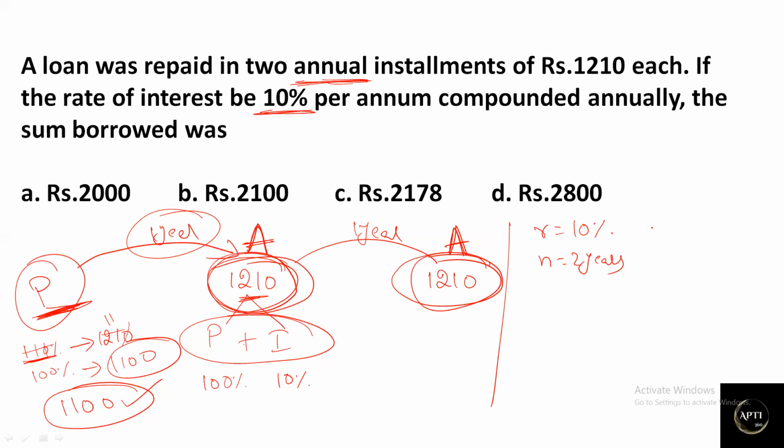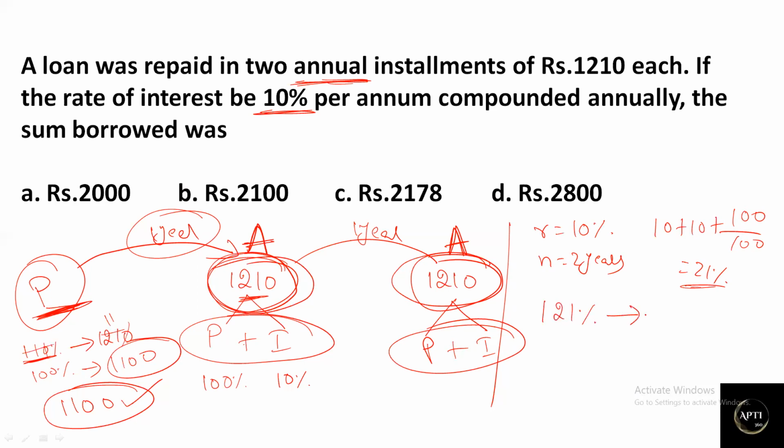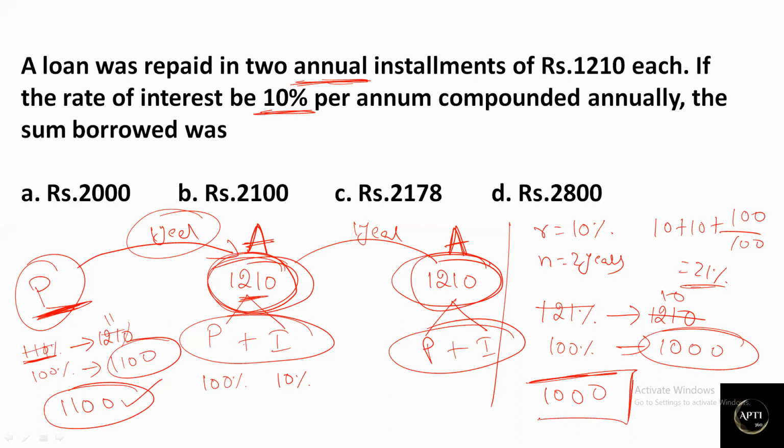What will be the compound interest? 10 plus 10 plus 10 times 10 by 100, which is equal to 21%. So this value includes principal plus interest. So principal is 100%, interest is 21%. So 121% is nothing but 1210. What is 100%? Here 10 times 1% is 10, which means 100% is 1000 rupees. So here we have 1000 rupees as principal.